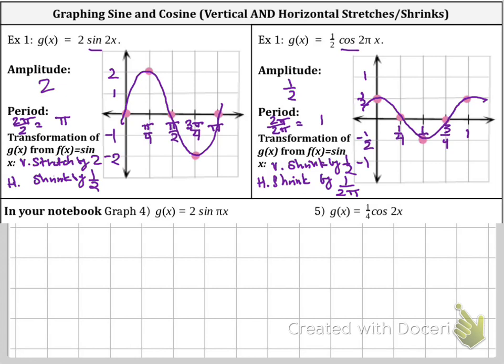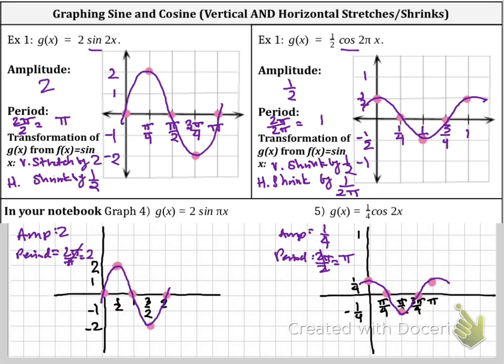So try out these last two at the bottom. Graph 2 sine of pi x and also 1/4 cosine 2x on your own. Pause the video. Then when you return, the answers will be here. Here are the graphs for g of x equals 2 sine pi x, and here is 1/4 cosine of 2x.